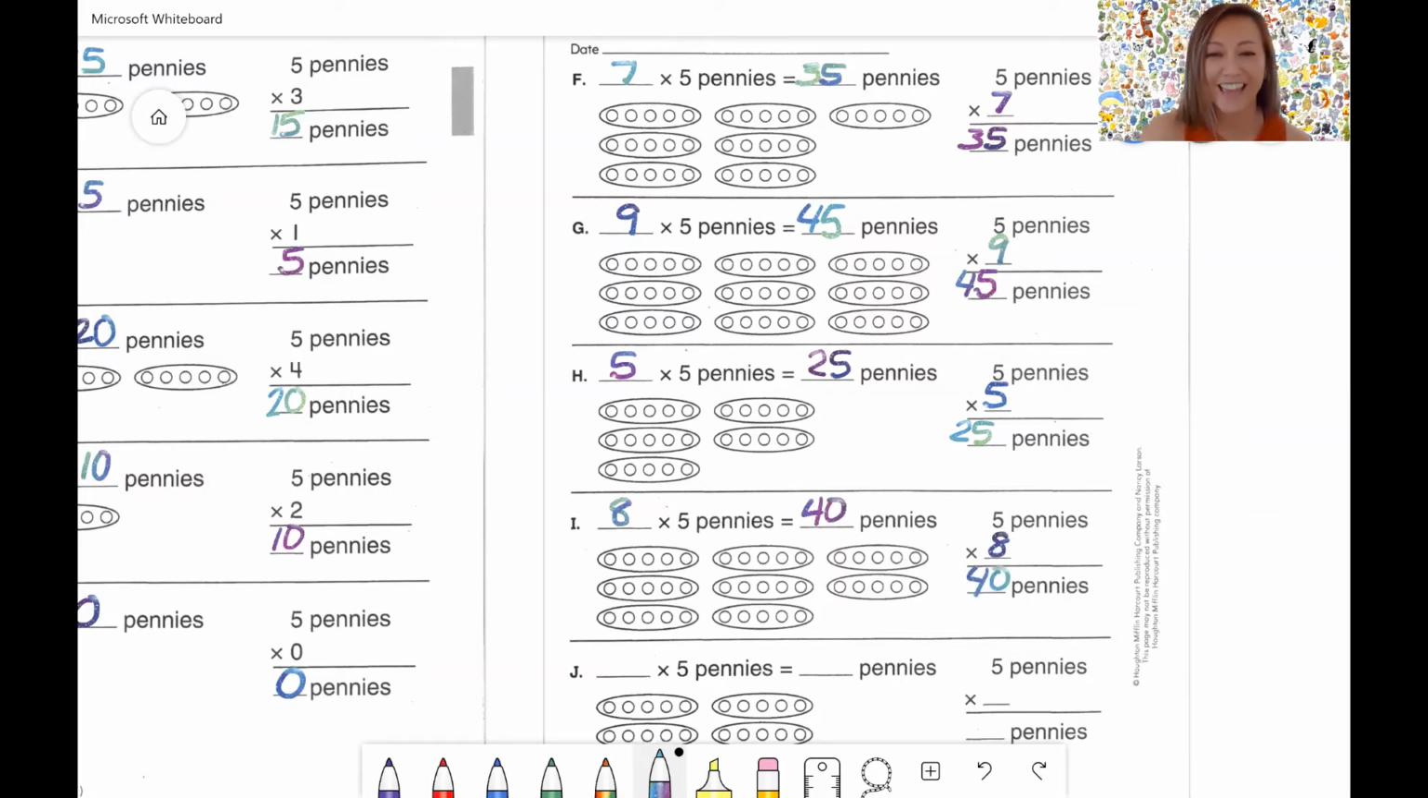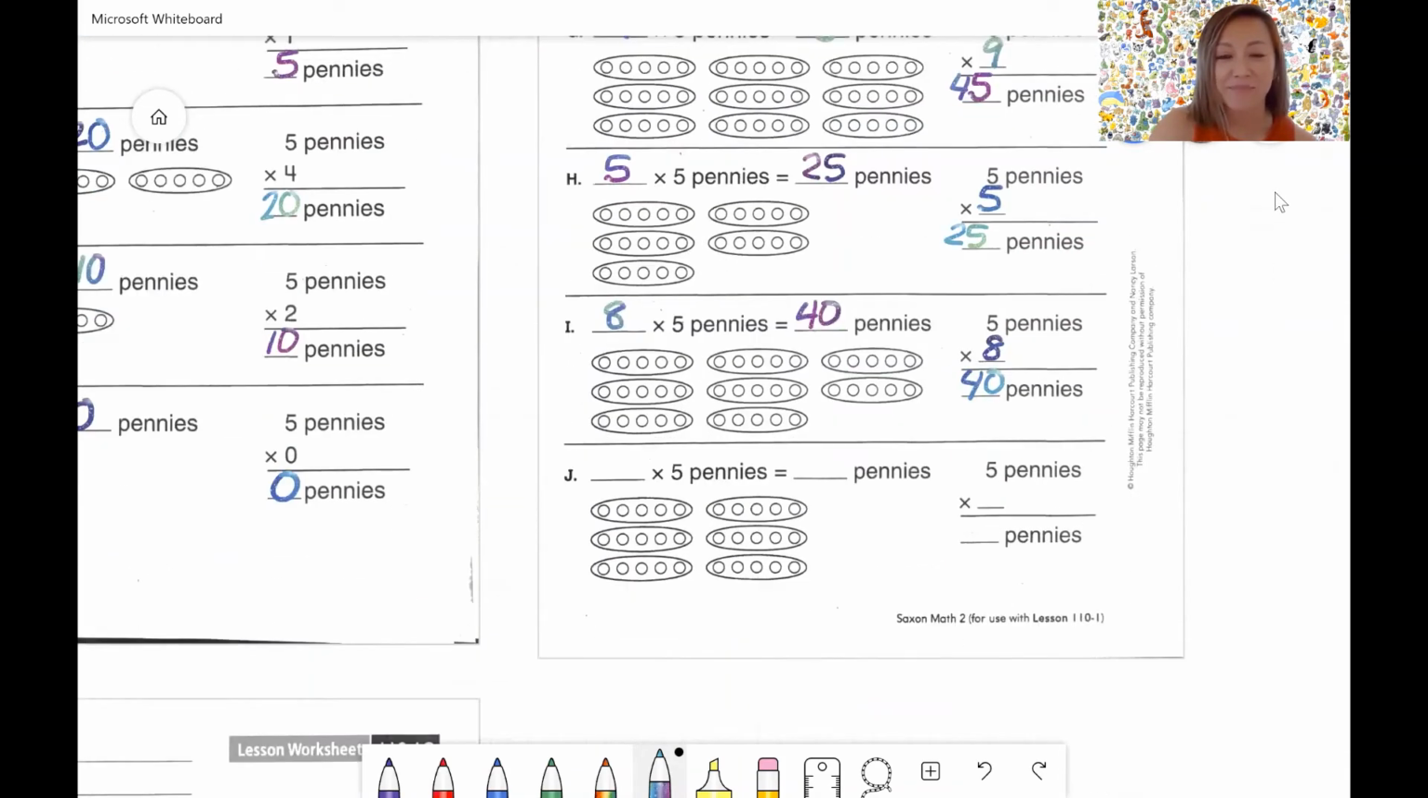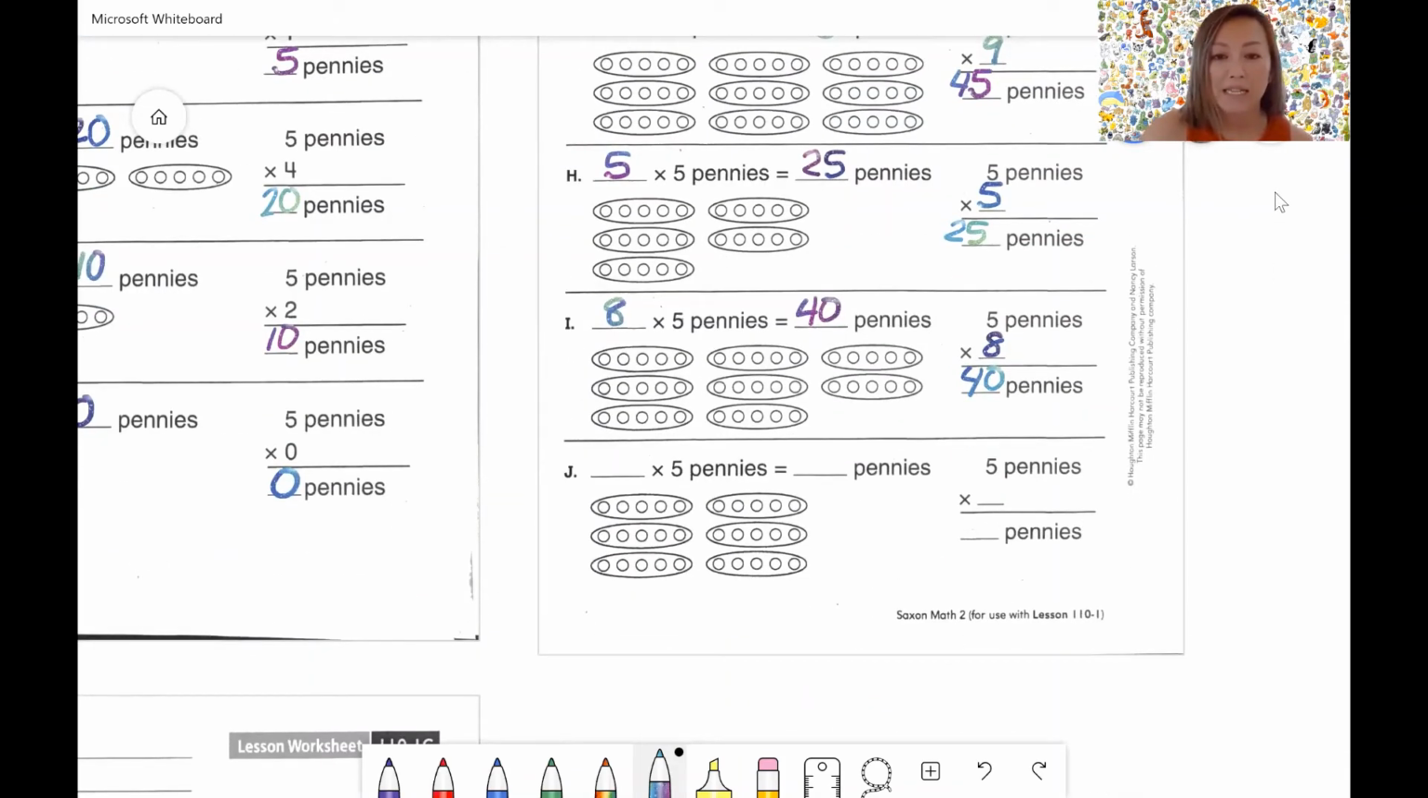Are you guys getting the hang of this? It's not that bad, right? You count by 5s all the time, okay? J, blank times 5 pennies equals blank pennies. We have 1, 2, 3, 4, 5, 6. 6 times 5 pennies equals 30 pennies.